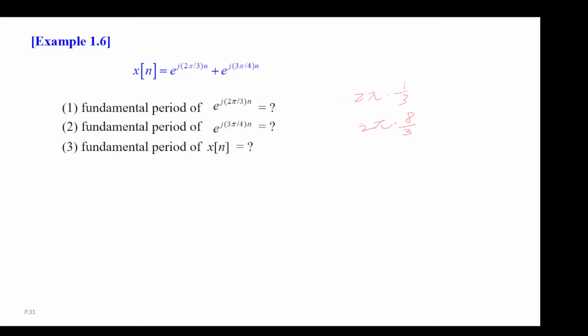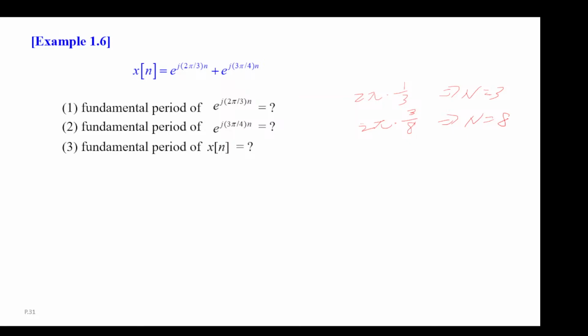I am doing the calculation wrong. 2 pi times 3 over 8. Okay, so what's the period here? Yeah, the period is 8. Then the hard question is, okay, so you got N equal to 3 here, and N equal to 8 here. And the hard question is what's the period for this whole signal.